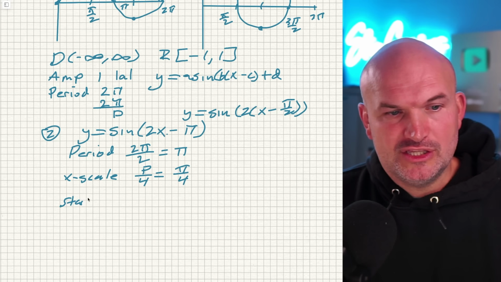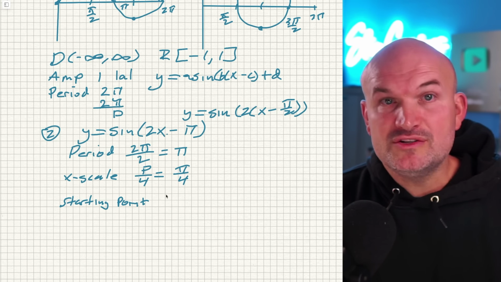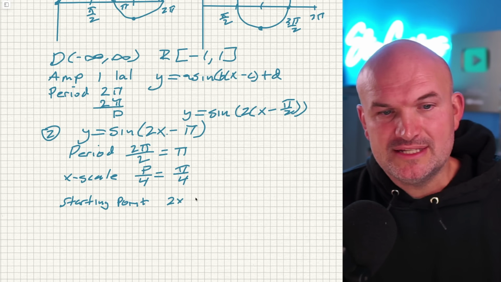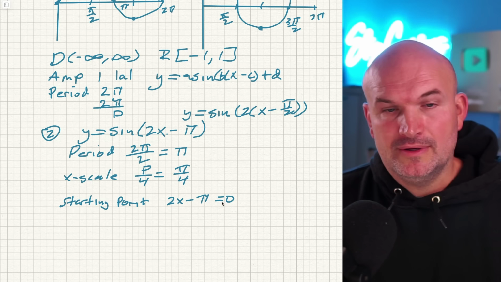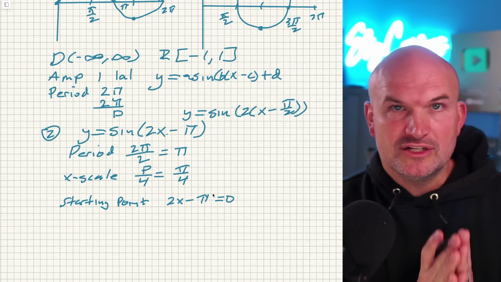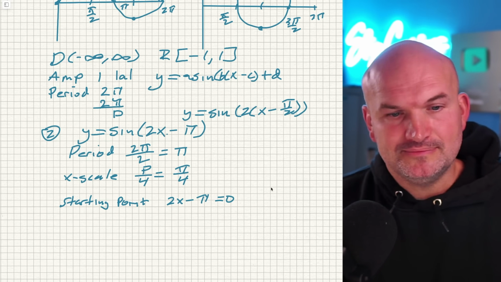I'm just going to call this the starting point. And to find the starting point, all you do is take the argument of your trigonometric function, so 2x minus pi, and set that equal to 0. That is going to tell you where you're going to start graphing this initial period.